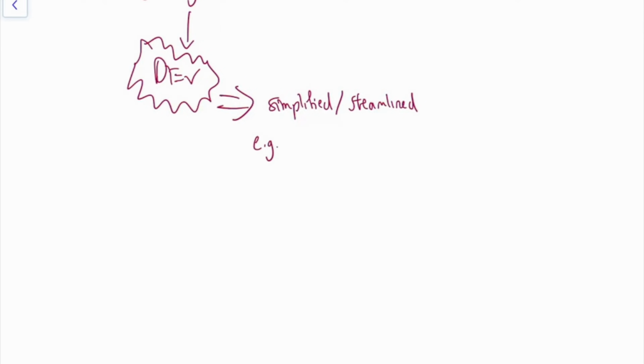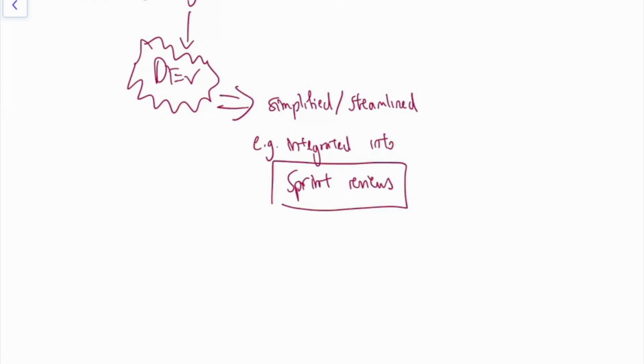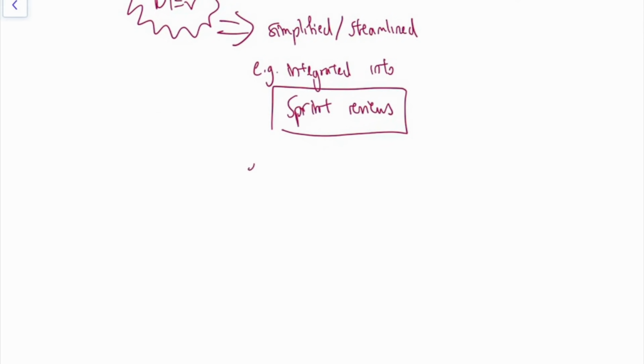And what this means is that, for example, it is integrated into sprint reviews. So it's integrated into the sprint review meeting, and in sprint reviews, we would determine what are the changes to be made, and then craft them into user stories and so on. And also, for example, you can use tools like Jira to help you manage change requests in a very streamlined manner.